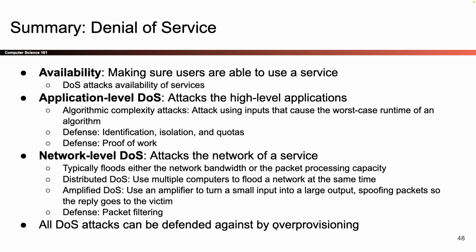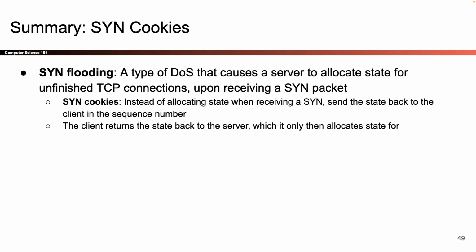One defense that always works, although it might cost you money, is to overprovision, just get a ton of resources and you're good. And we saw using content delivery networks, you could pay into an insurance scheme to get overprovisioning if you don't want to pay for it all yourself. Or you can pay for it all yourself, depends on your threat model.